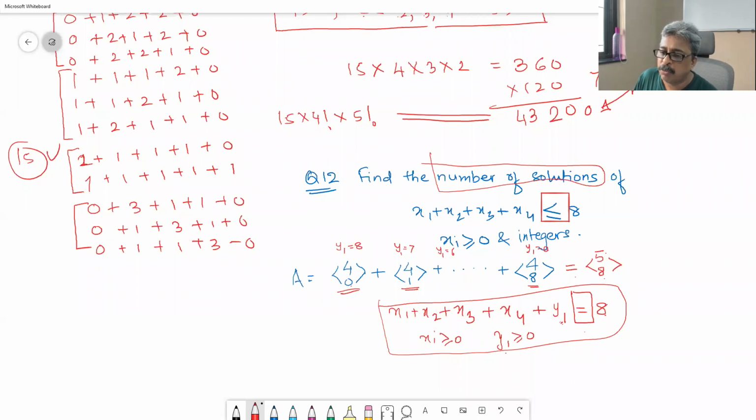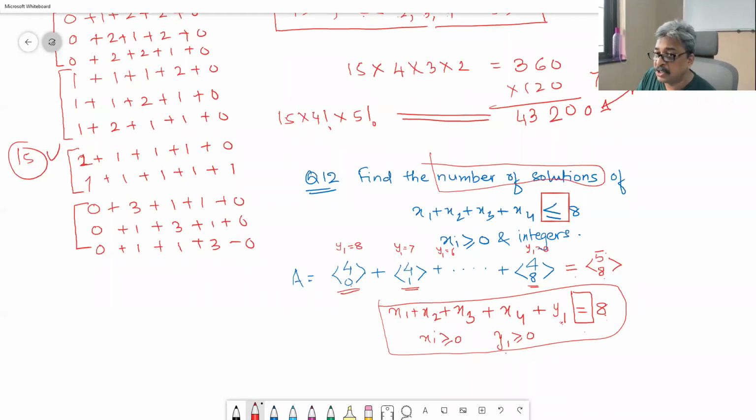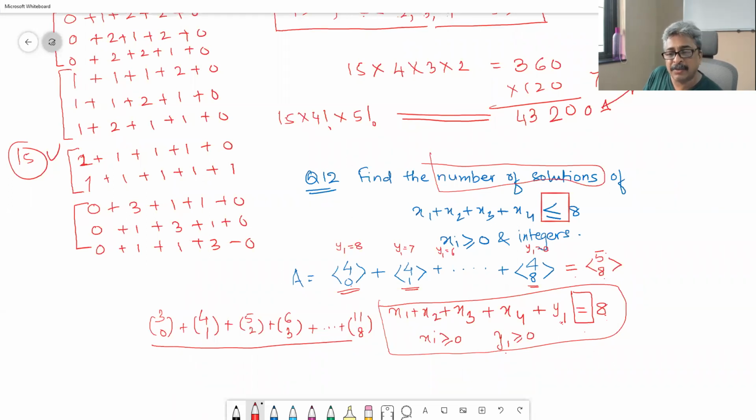And 5 elbow 8. Now you can actually cross check by calculating all these 9 terms, which add up to this term. Can you cross check that? So that you will have practice. 4 elbow 0 is 3 choose 0. 4 elbow 1 is 4 choose 1. 4 elbow 2 is 5 choose 2. 6 choose 3. 4 elbow 8 is 11 choose 8. If you add all of them, you will get 12 choose 4.